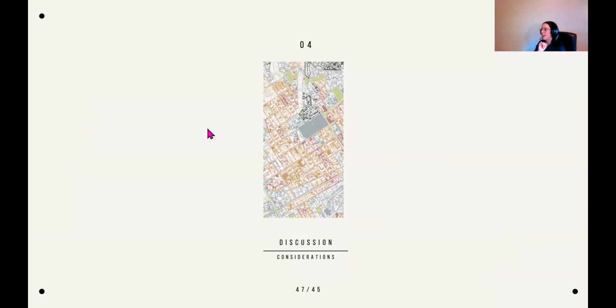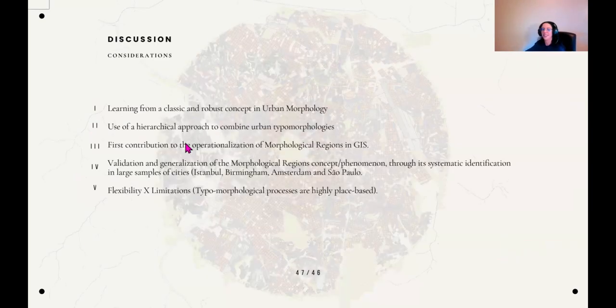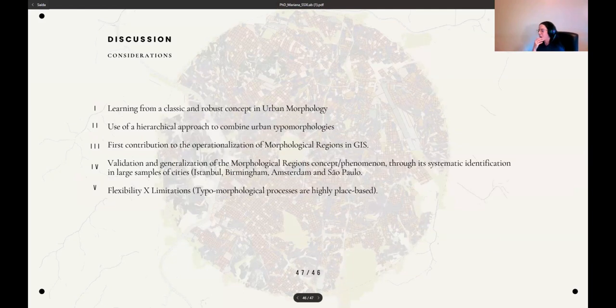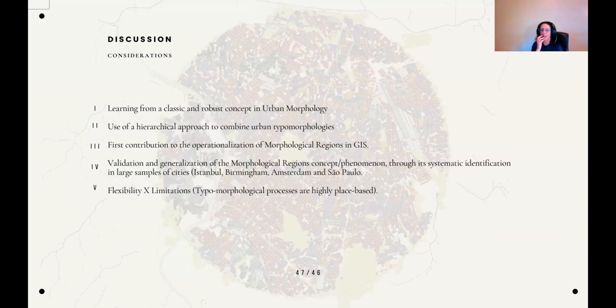So some considerations after running all the method and the analysis in 4 cities. So we tried to learn from a classic and robust concept in urban morphology. We, of course, acknowledge the importance of urban morphology in the understanding of the city form. And the concepts from classic urban morphology can be instrumental in modern urban studies. More specifically, we can learn from them in order to improve quantitative methods.